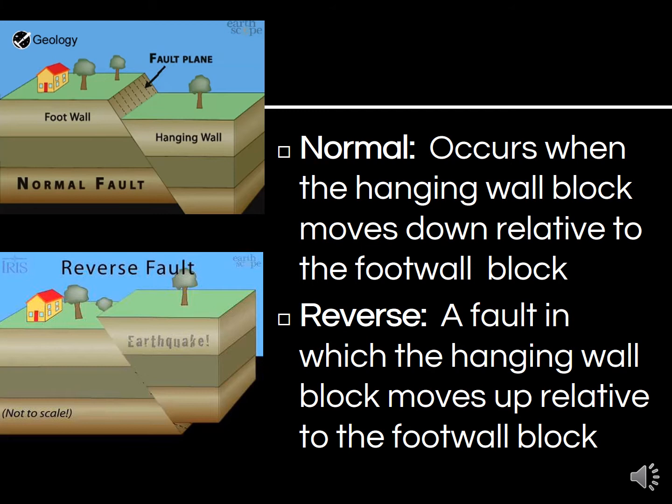So what is normal? Well, normal is when the hanging wall moves down relative to the foot wall block. As you see here, here was the fault line at the end of the lithosphere. So the hanging wall, this is normal, it moved down. Now, what is reverse? Well, this is where the hanging wall goes up above the foot wall. Usually when you see earthquakes, you see the earth split or pieces fall down. That's normal. You're not usually seeing the earth pop back up, but that's called reverse.